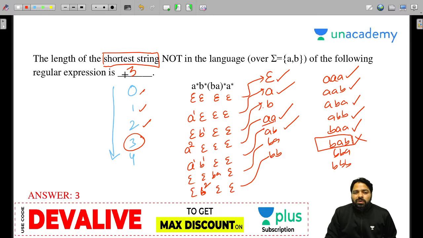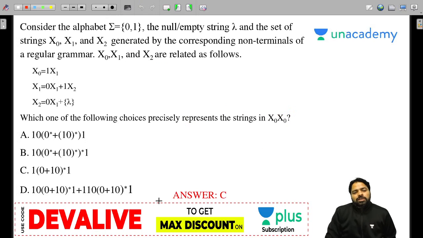Yeah, this is how you compute. This is how you compute. Let's move on. Next one.